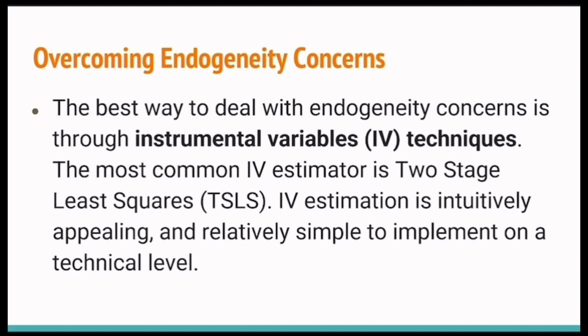So the best way to fix the problem of endogeneity now is to use the instrumental variable technique. And when we're using the instrumental variable technique, we're going to have a new estimator, like the estimator that we have in the conventional linear regression.